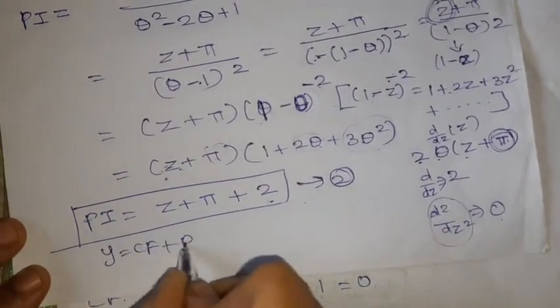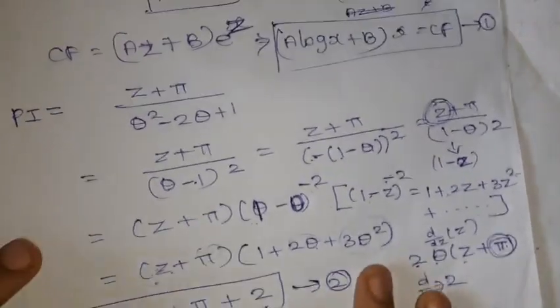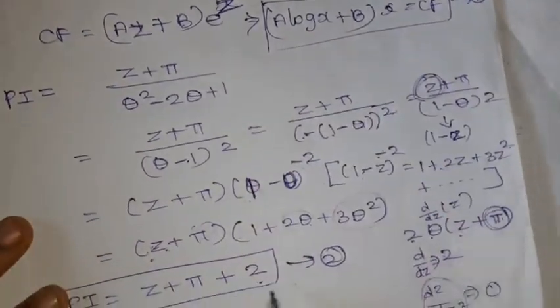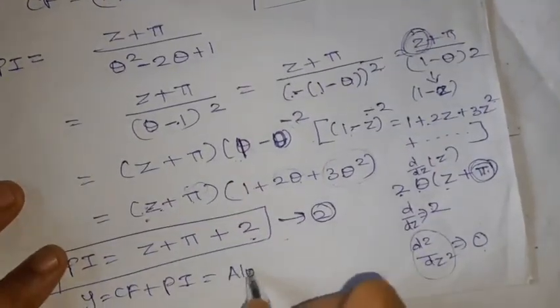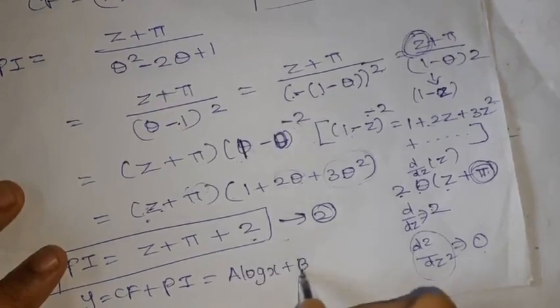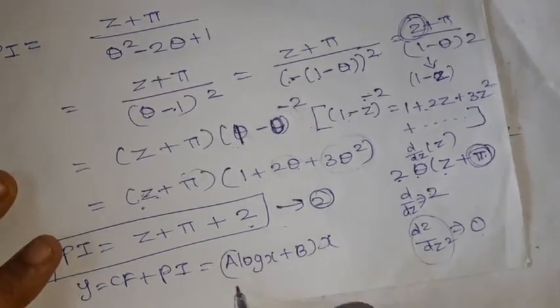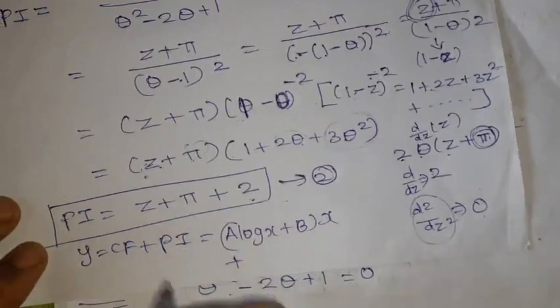So what is the solution? Y equal to CF plus PI, adding equation 1 and 2. So (a log x plus b) into x plus the particular integral, z plus pi plus 2.